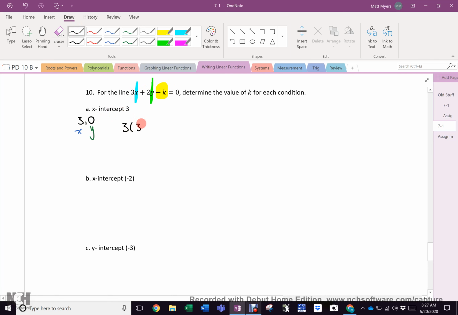3 times 3, because there's my x, and I'll use blue, plus 2 times y, I'll use green, 0, minus k equals 0. Bring that k over here. K equals 3 times 3, which is 9, plus 2 times 0, which is 0. 9 equals k. Done.